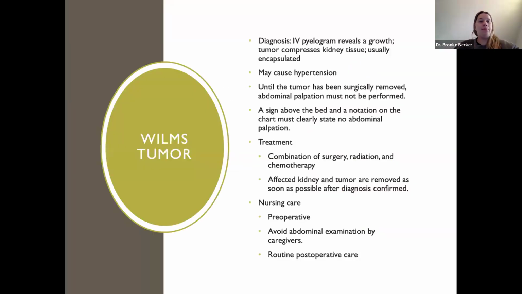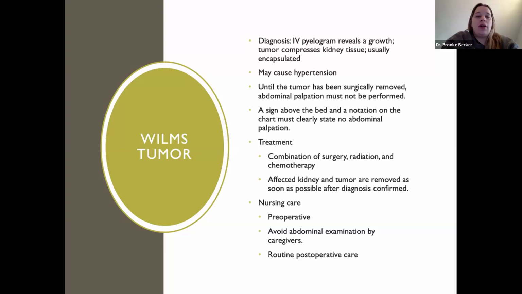Good. Okay. Wilms tumor. So this is a form of cancer, okay? The tumor is usually within the kidney, okay? It's diagnosed by a pyelogram. So that tumor is going to be attached to the kidney and it's kind of pushing down on the kidney. That tumor also usually is encapsulated, so it's enclosed as well, kind of within the kidney. These kids are going to have high blood pressure almost always.